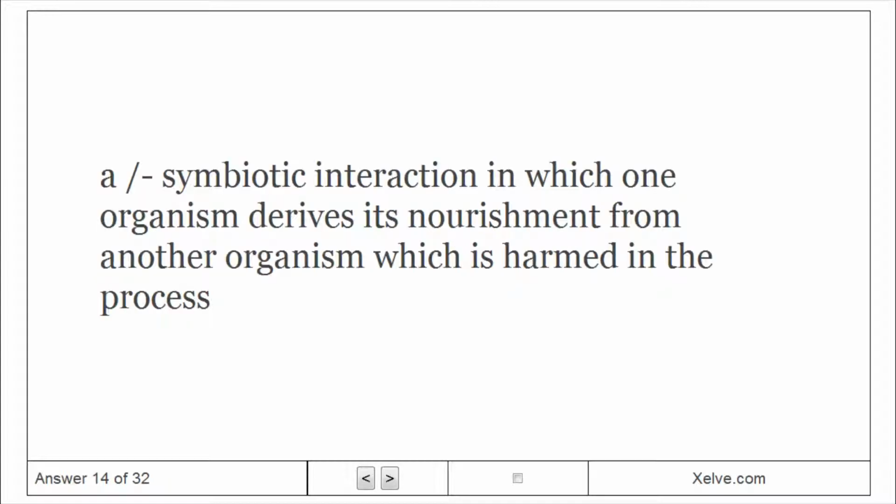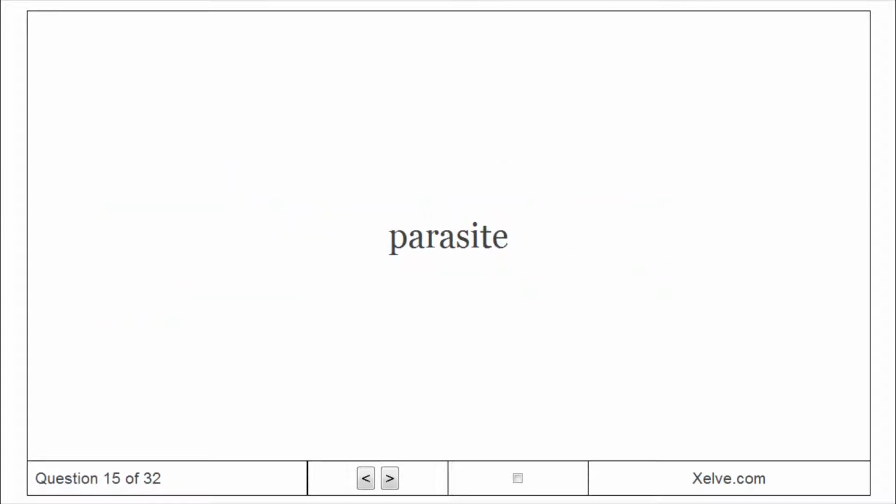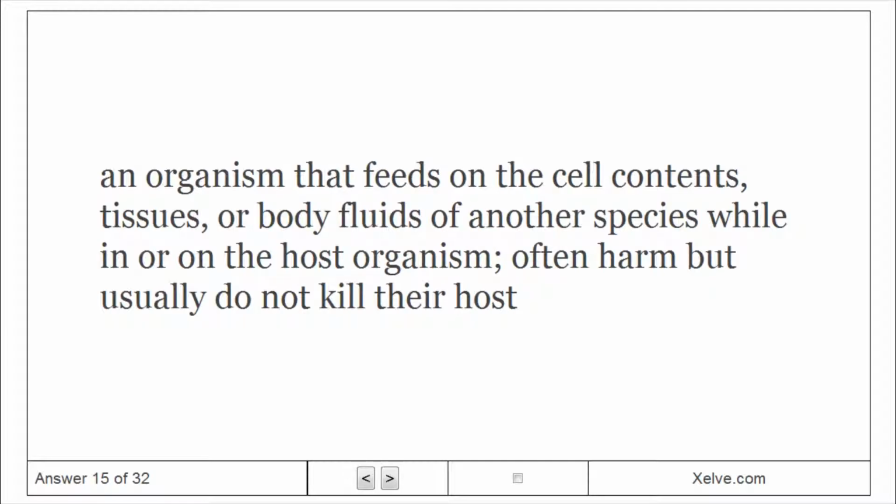Parasitism. A symbiotic interaction in which one organism derives its nourishment from another organism, which is harmed in the process. Parasite. An organism that feeds on the cell contents, tissues, or body fluids of another species while in or on the host organism, often harming but usually not killing their host.